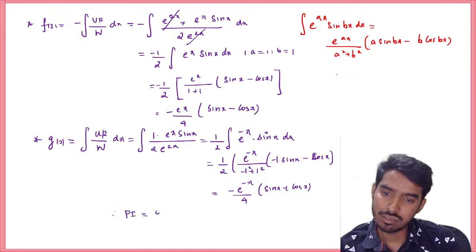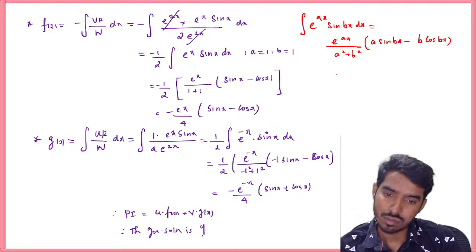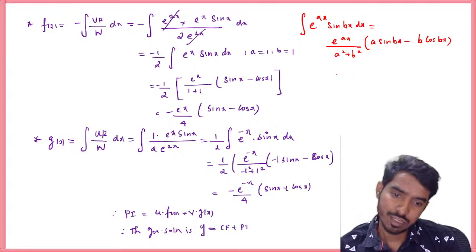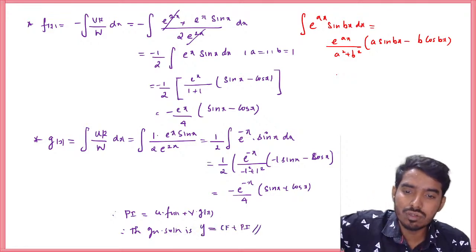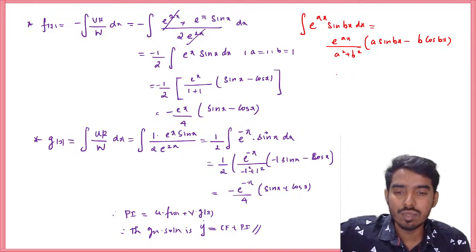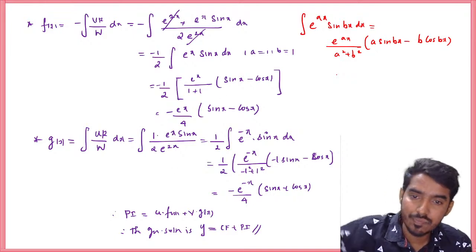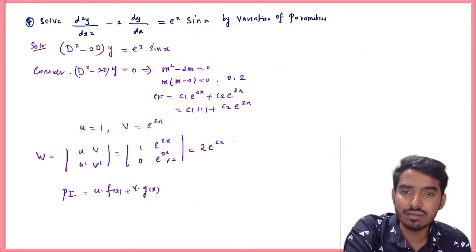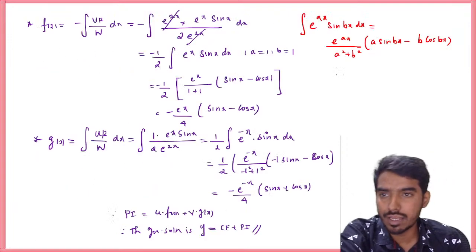Therefore, your PA is u into f of x plus b into g of x. General solution is y is equal to cf plus pa. See, we have to substitute u, and u is 1, f of x is this term, b is e power 2x, and g of x is this term, right? Substitute here. I'm not substituting. So, ninth problem is your exercise problem, right? Similar problem.